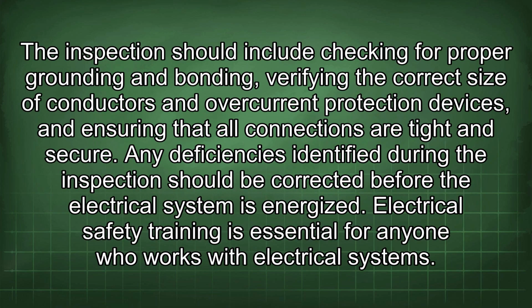The inspection should include checking for proper grounding and bonding, verifying the correct size of conductors and overcurrent protection devices, and ensuring that all connections are tight and secure. Any deficiencies identified during the inspection should be corrected before the electrical system is energized.